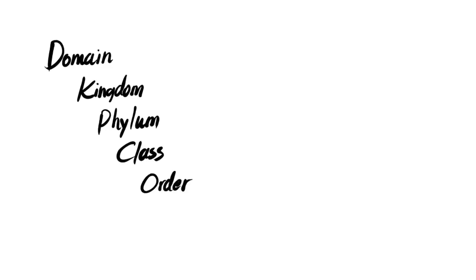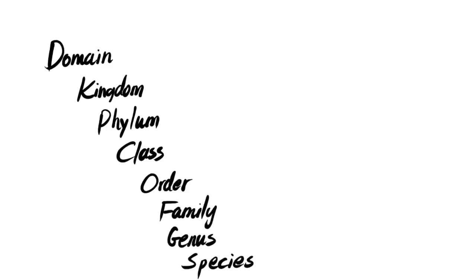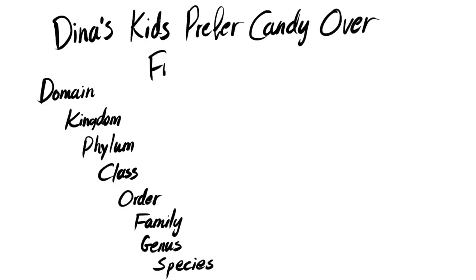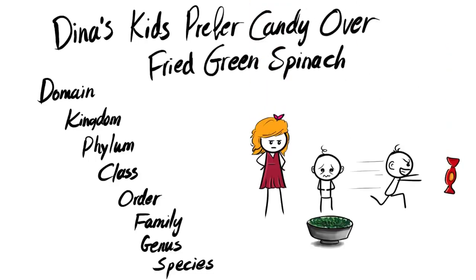We also have the hierarchy of classification. We used to put each organism, including us humans, into its category. We took it in high school, if you remember. So from highest to lowest, it's domain, kingdom, phylum, class, order, family, genus, and species. You can use this mnemonic to help you remember it. Dina's kids prefer candy over fried green spinach. Spinach is pretty underrated, by the way.